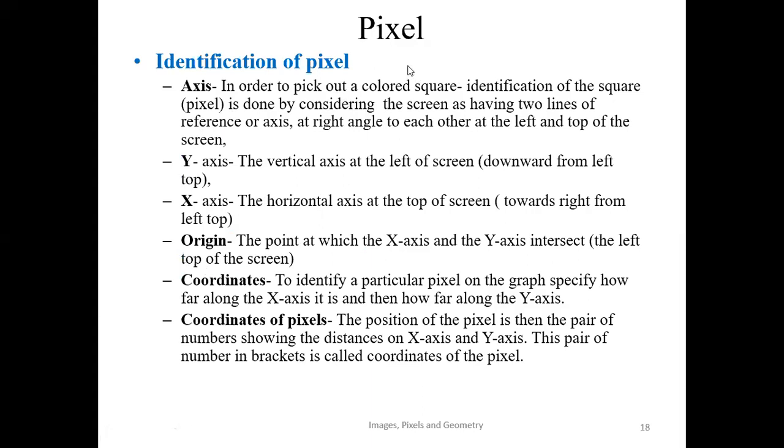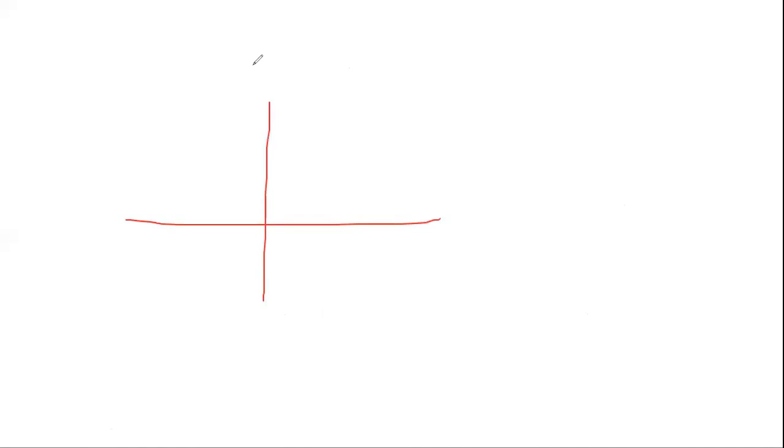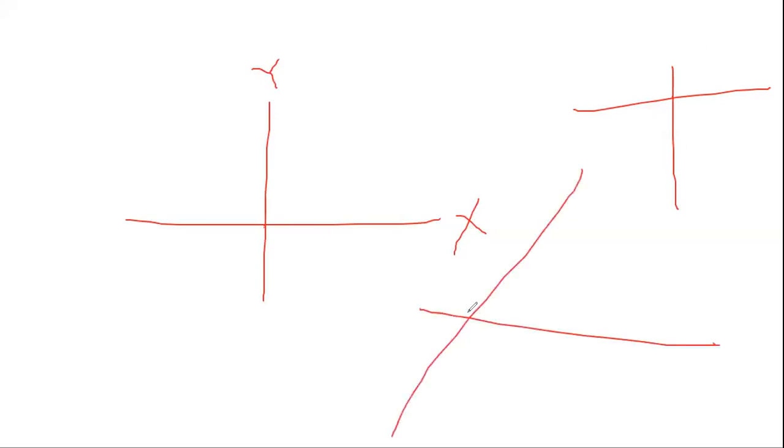You know what the origin is, but let me just draw a basic diagram. Say this is the y-axis, and this is the x-axis, and they intersect at this point, so we call this the origin. It might happen that they intersect at this point, so again we call this the origin. It doesn't matter what the shape is, whenever they intersect, we call that the origin. So that's how the origin works. Now let's go back to the slide.